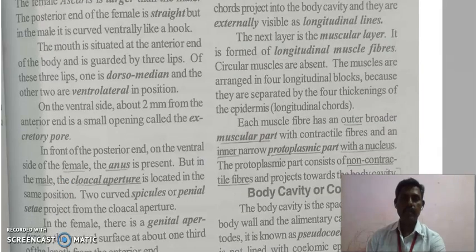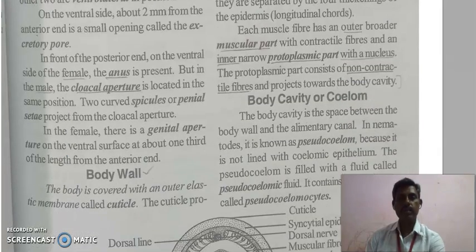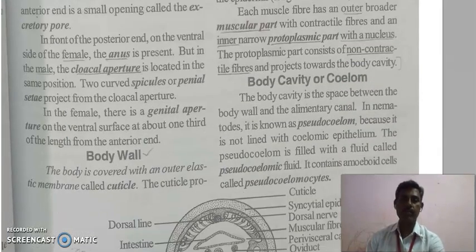Here, the body cavity, or coelom, is present. It is the space between the body wall and the alimentary canal. The alimentary canal is the gut present from the mouth to the anus. In nematodes, it is known as a pseudocoelom.